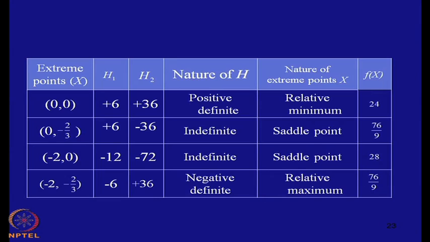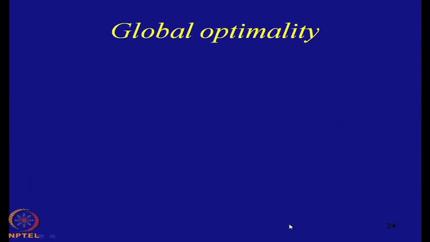Till now, for functions of several variables, the necessary conditions give us the possible extreme points, and the sufficient condition tells us whether these extreme points are relative minimum, relative maximum, or saddle points, but we have said nothing about global optimality. That is why we need to say something about the global optimality of the function. For example, this is the function for us.